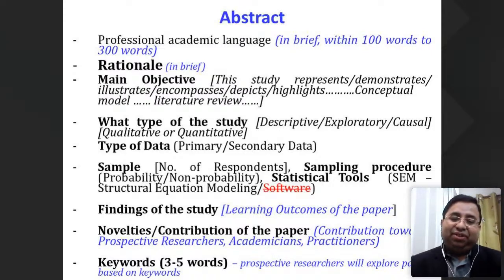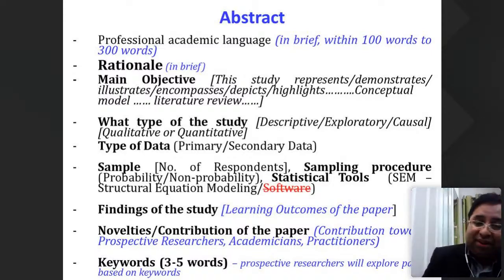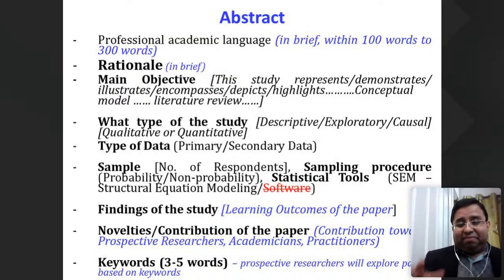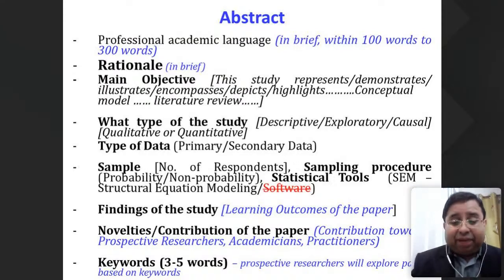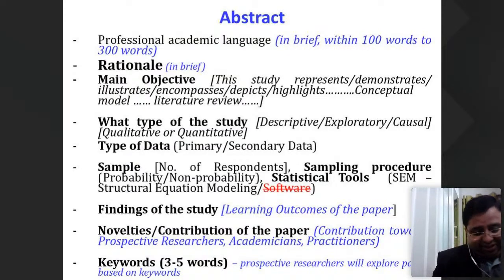So in the main objective, you have to mention the study, present, demonstrate, illustrate, compensate, depict, highlight. You have to mention conceptual model, literature review, something like that. Means main objective. No need to mention many objectives, just the main objective. And what type of study, like descriptive research, exploratory research, causal research, qualitative contribution. Means anyhow you have to explain.